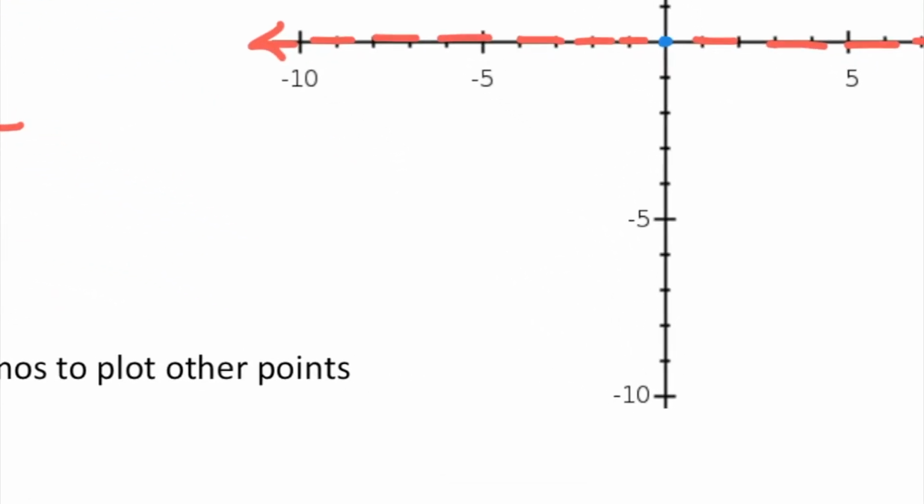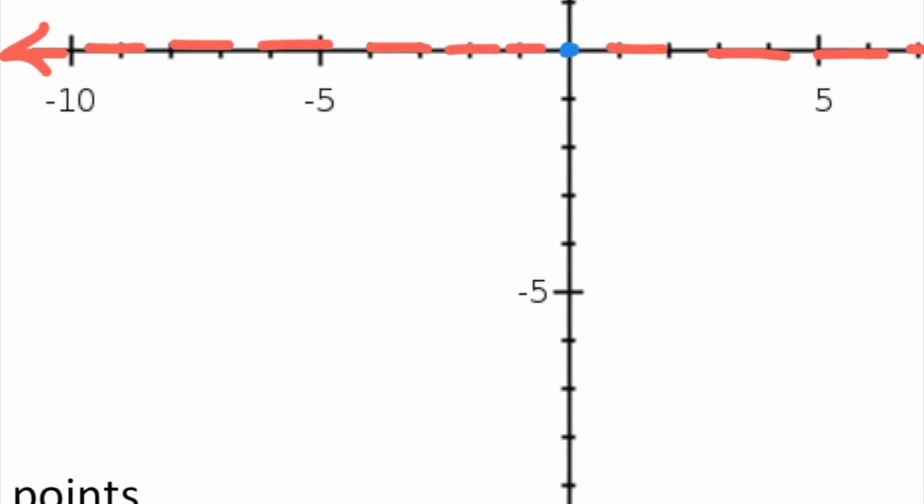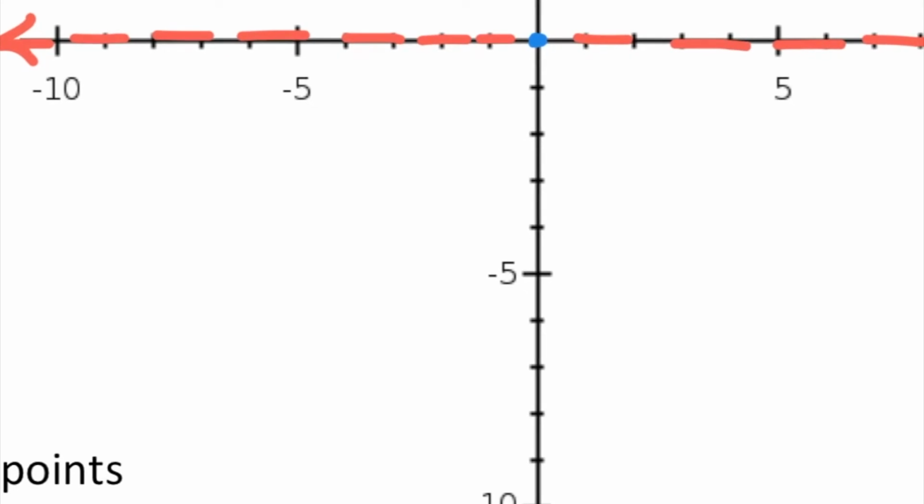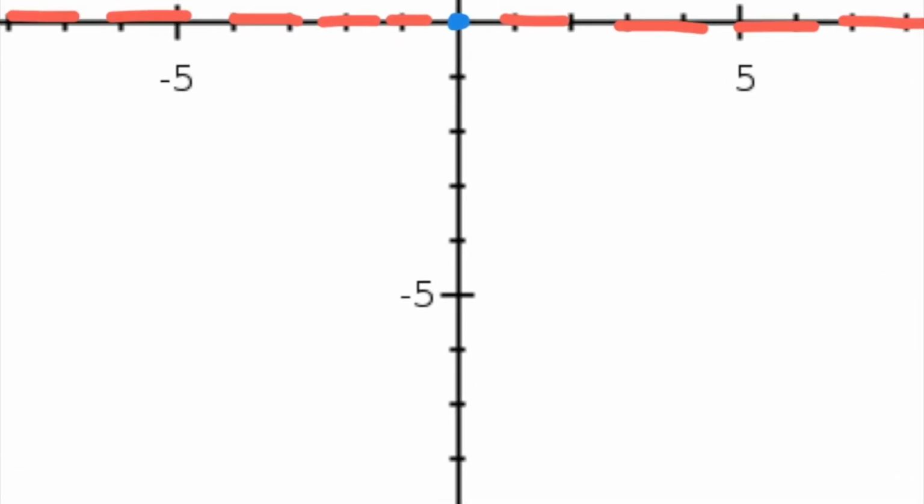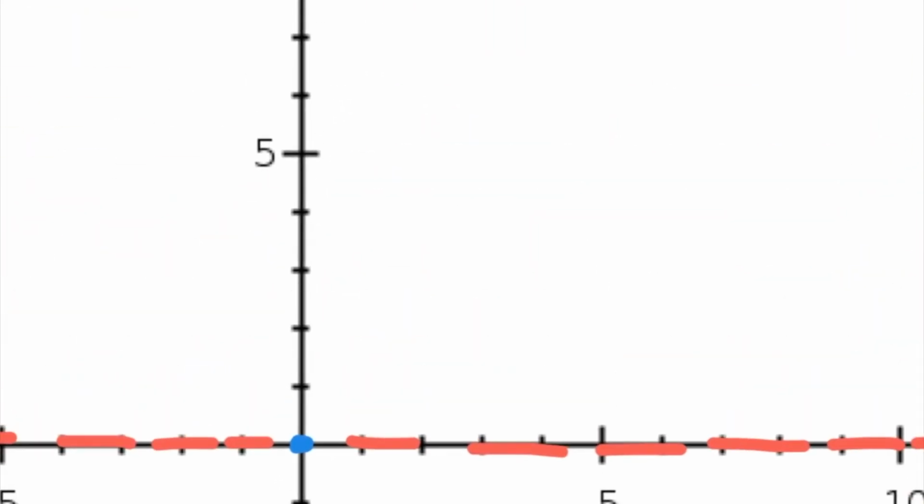So the minimum happens at about -1.4, -7.1. So right about there, and +1.4, +7.1. So that's going to be right about there.